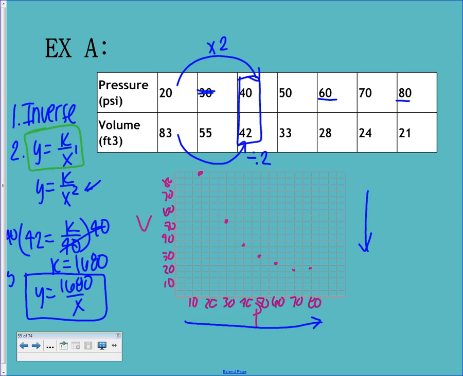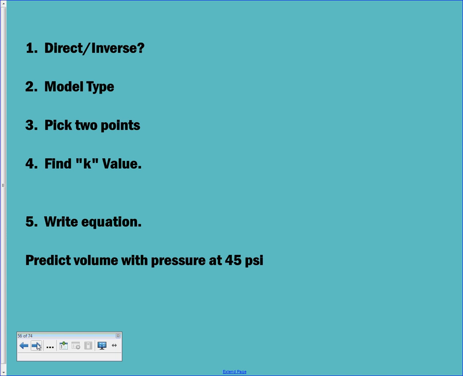Okay, so this is kind of the end goal. Steps 1 through 4 are the steps to get there, but step 5, writing the equation, is your end goal. Then I can answer the question: use the model to predict the volume if it has a pressure of 45. All I would have to do is plug in 45 for x into my equation. So I'd have 1680 over 45, which would give me an answer of about 37 1/3 cubic feet. Again, this may be kind of weird, so we'll go over lots of examples so you can see the difference.